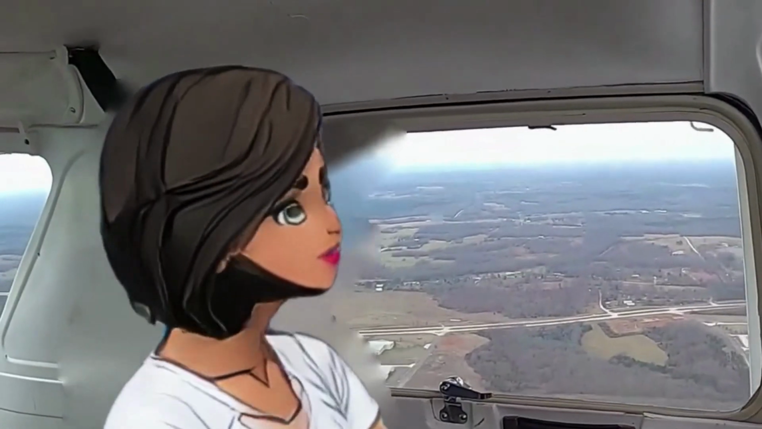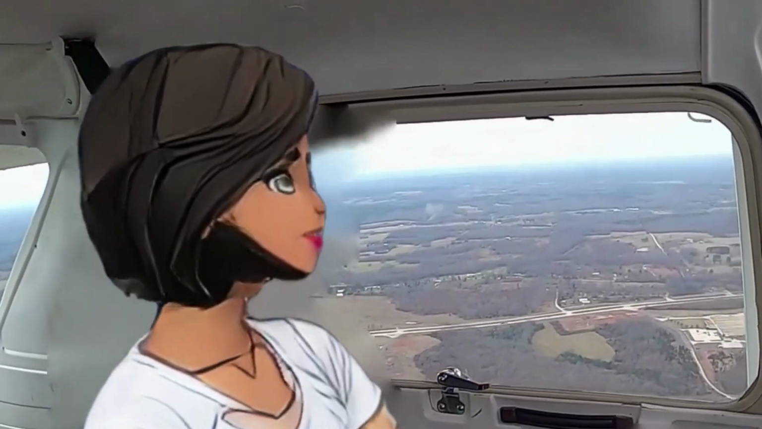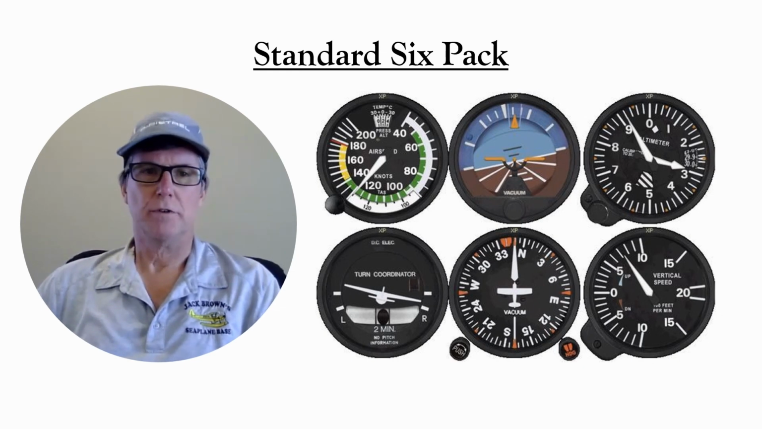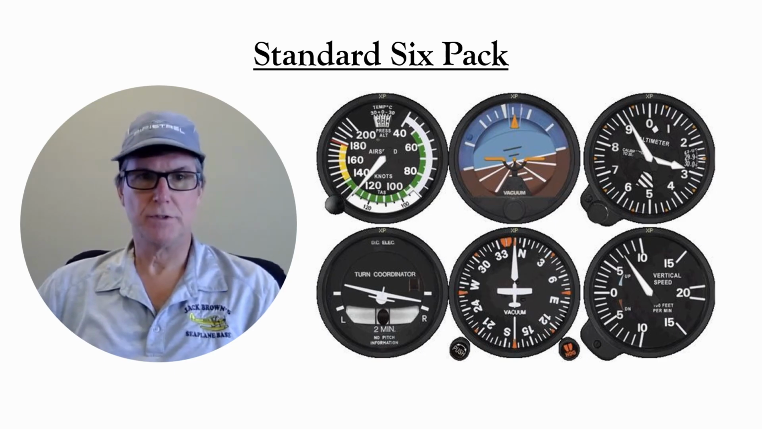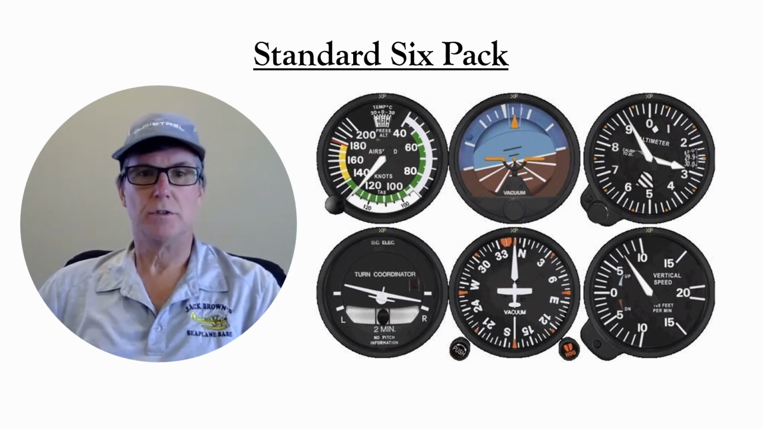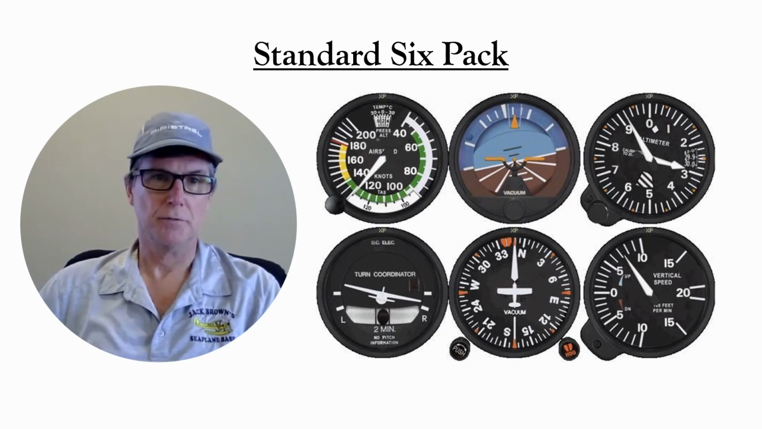Then how do we beep at people when we want to tell them to get out of our way? We don't do that. There's a standard arrangement for the 3 air data instruments and the 3 gyroscopic instruments. This standard arrangement is often referred to as the 6-pack of instruments.